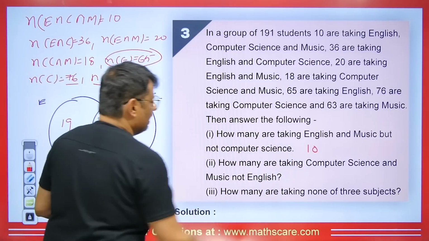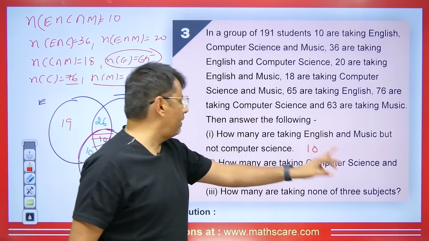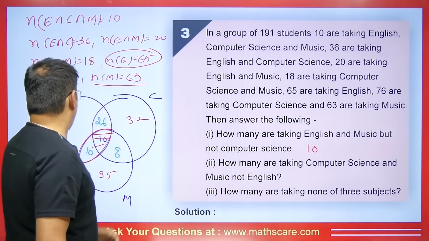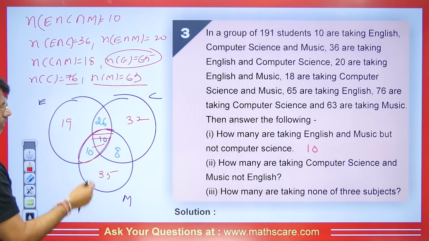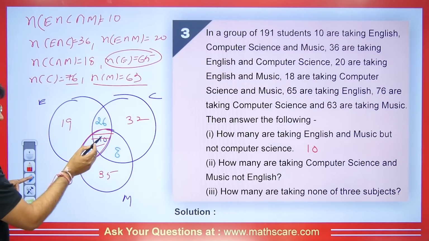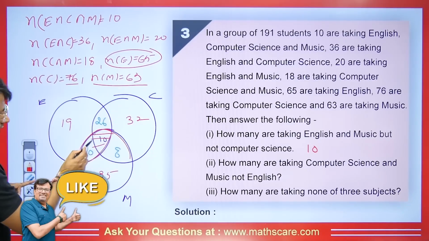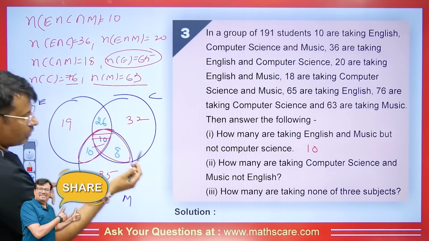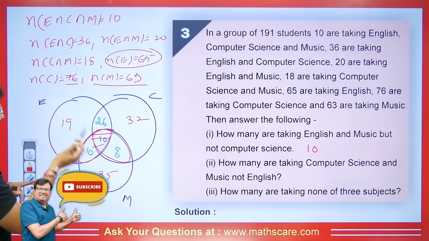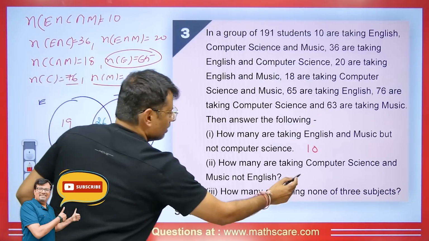The next question is, how many students are taking computer science and music? So let's see, computer science and music are here in this section, but the next part of the question is, but not studying English. So firstly, students studying computer science and music are 10 plus 8, which is equal to 18. But we need to deduct those students who are studying English. So deduct 10 and our final answer will be 8.